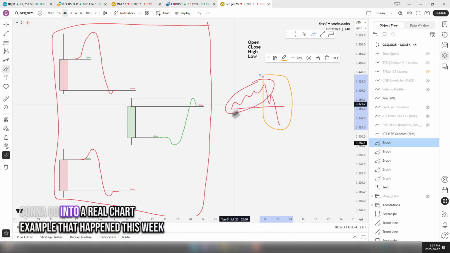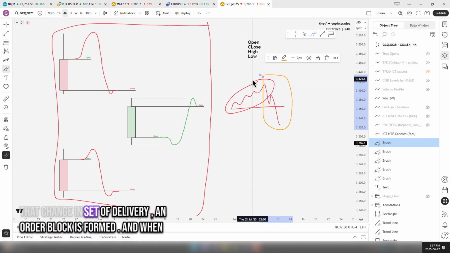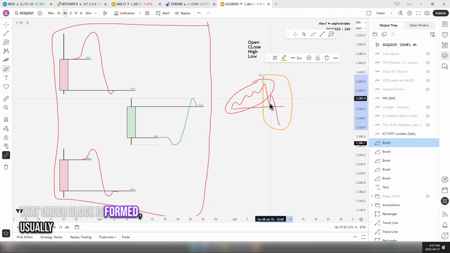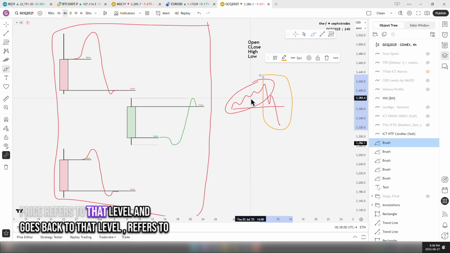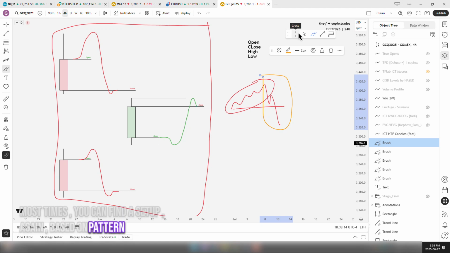I'm going to go into a real chart example that happened this week, and we will talk about that. Now, when you have that change in delivery, an order block is formed. And when that order block is formed, usually price refers to that level and goes back to that level, and then trades into it and then trades out of it. And most times you can find a setup, again, based on pattern recognition mostly.